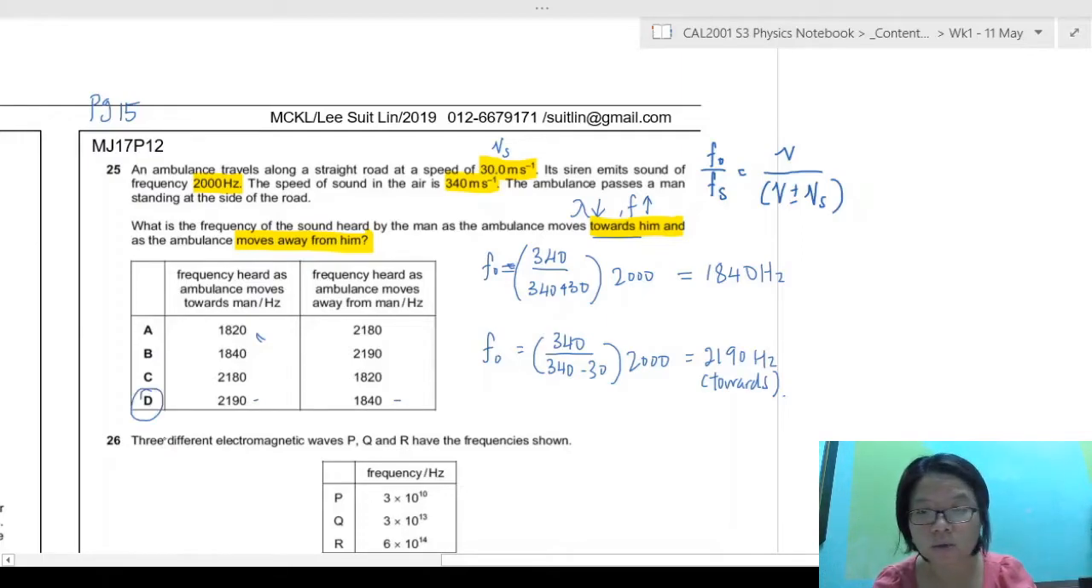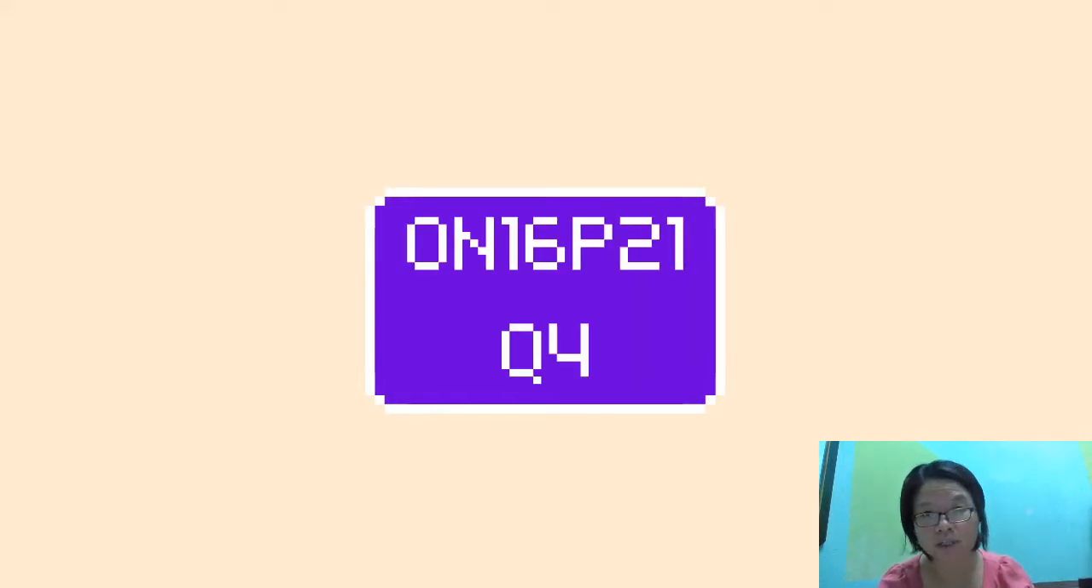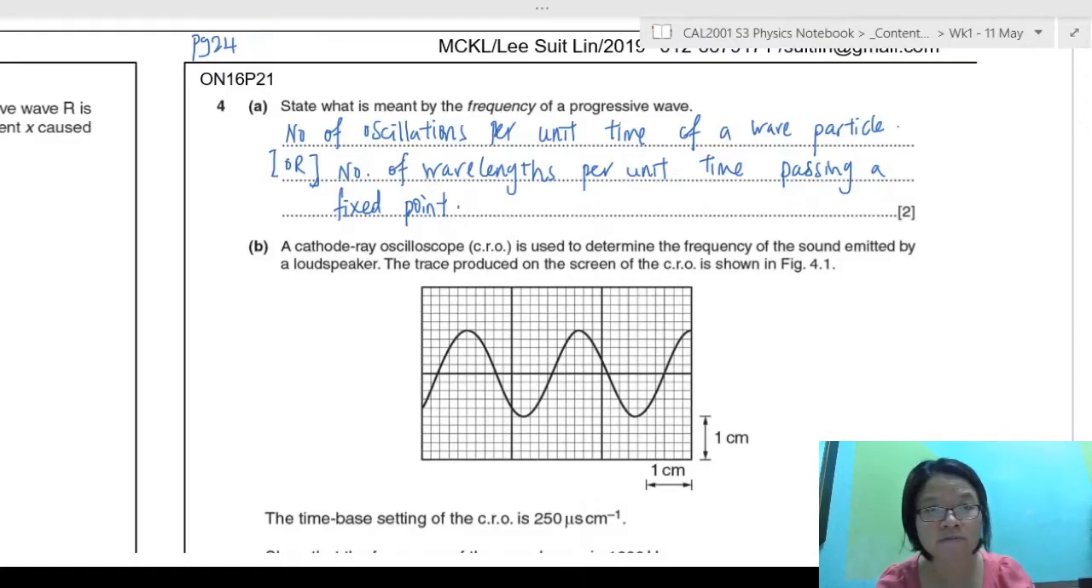It's the closest one. Okay, so we're going to move on to another question. This is October/November 16, paper 2-1. You can find this question in page 24 in your notes. I've written down the definition of frequency here, but I want to highlight some important errors that you can have, especially if you are not a type that looks at the mark scheme, you lose marks here, a bit sad. So let's read my answer. Number of oscillations per unit time of a wave particle, it is 2 marks.